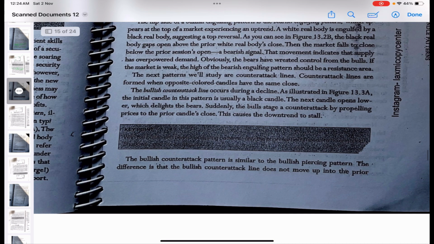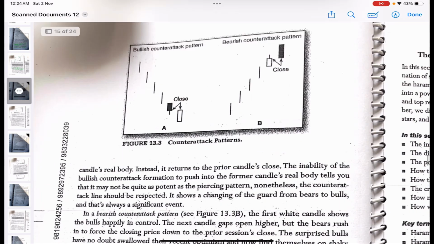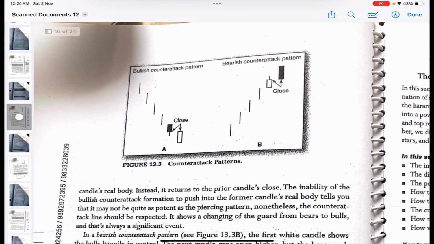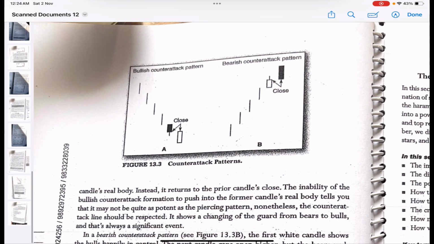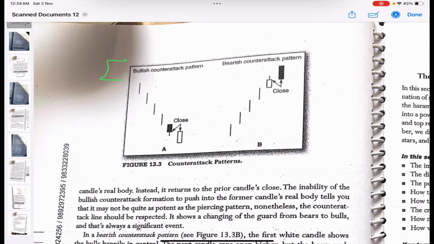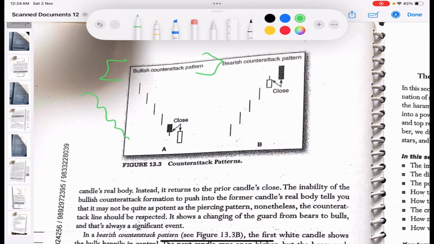Okay. Now let's see what are counter attack lines. Counter attack lines are formed when opposite colored candles have the same close. The bullish counter attack line. Okay, let's see 13.3a. Now, these are counter attack patterns. These are something new which we're going to learn rather than the basic engulfing and stuff like that. Look at the bullish counter attack. There's a downtrend going on, okay? And you can see that the opening of the previous candle and the closing of the next candle is the same. So when the bullish candle closes at the opening of the previous bearish candle, it is a bullish counter attack pattern.